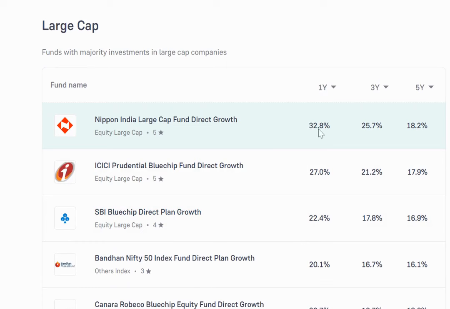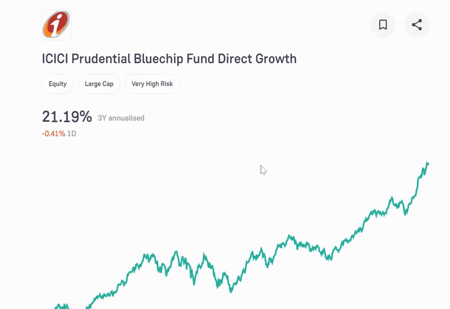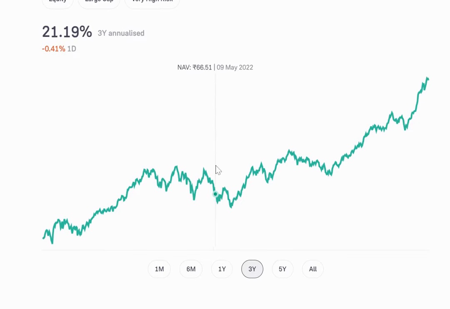You can see 1 year annualized growth, 3 year annualized growth, 5 year annualized growth. All are available for the different companies. Let's go to one of the companies which are listed. I'm selecting ICICI Prudential Blue Chip Fund Growth. Here it's already selected by default as 3 years. 3 years means you can see how the price of the mutual fund has grown over the last 3 years.